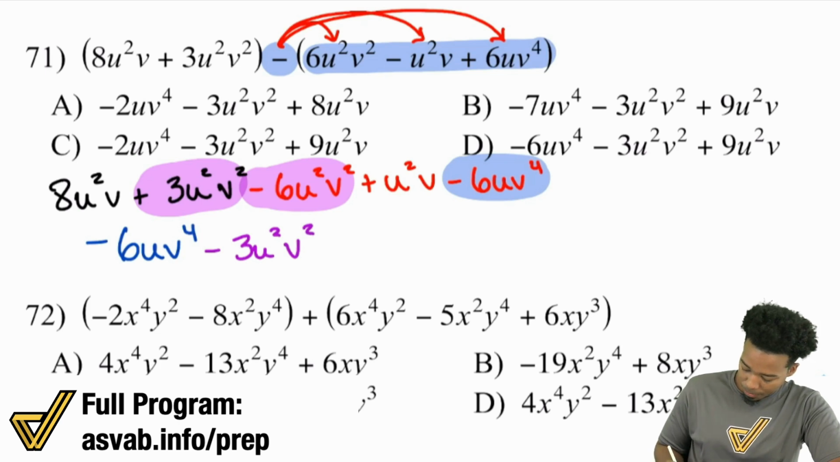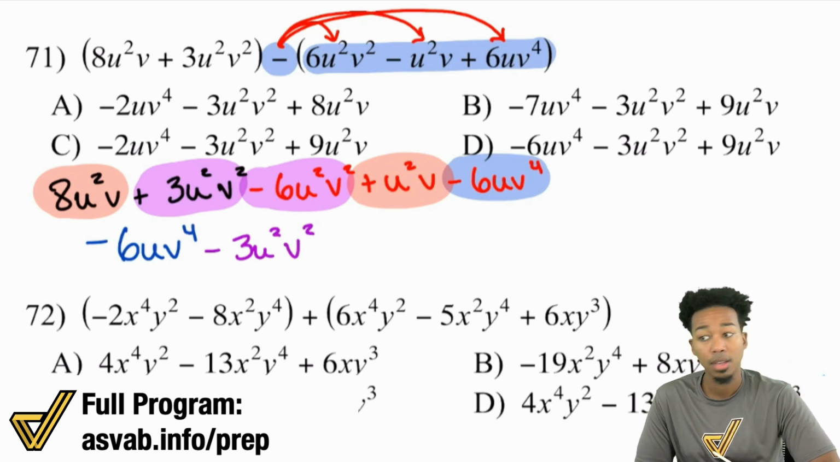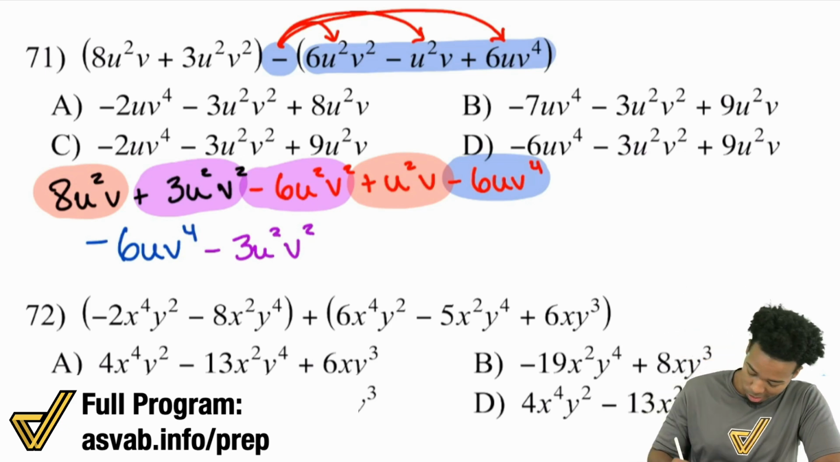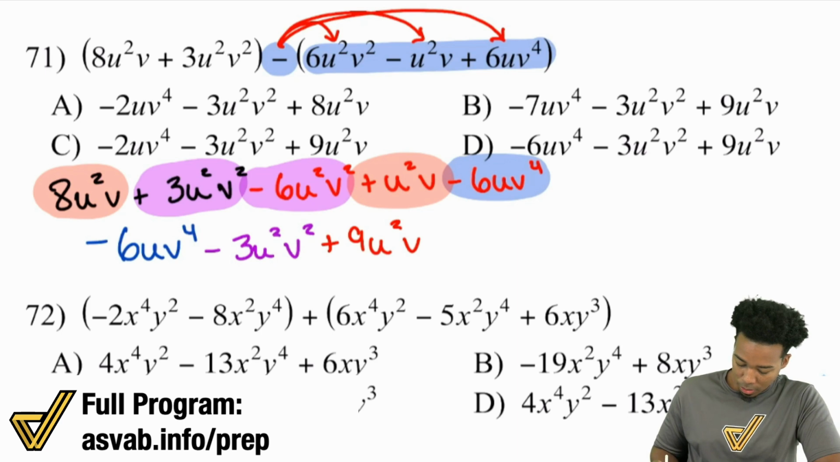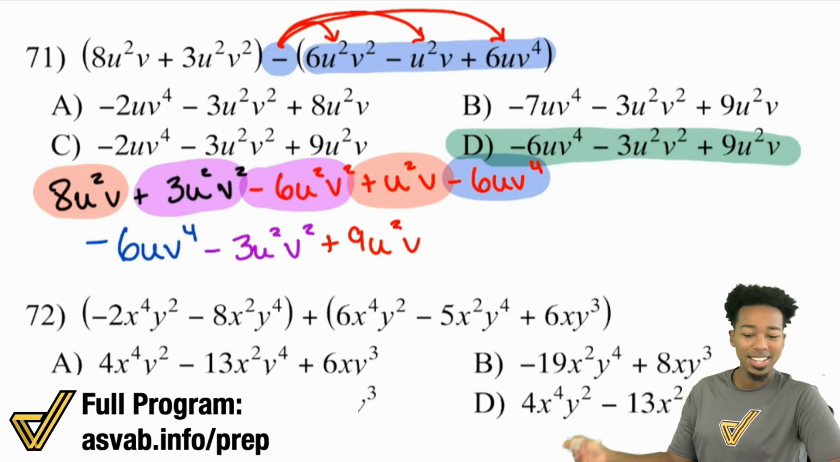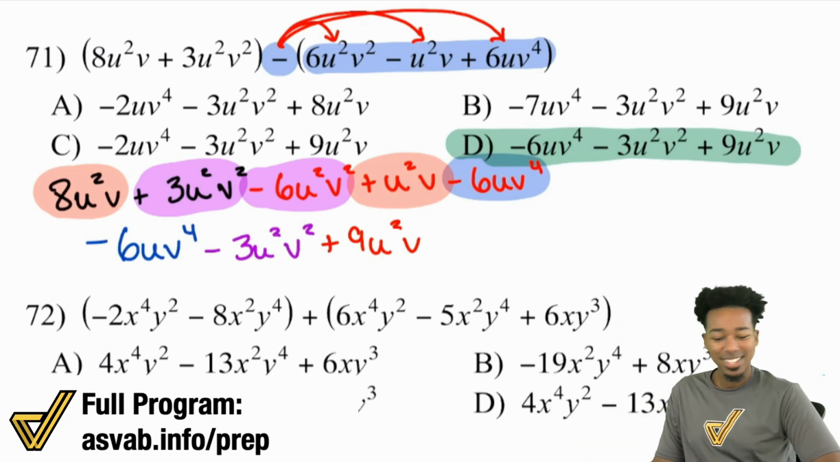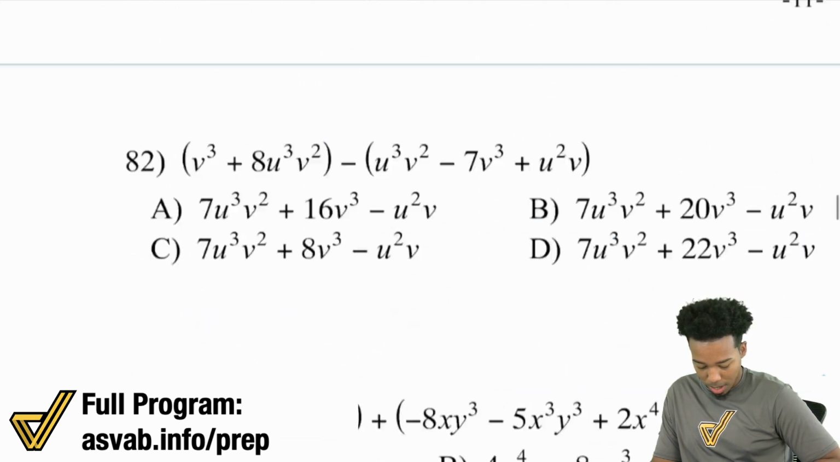And then lastly, right over here, we have ourselves 8u squared v plus one of those u squared v's. 8 plus 1 is 9, and so we're good. Plus 9u squared v. And there's our answer. And so that would end up being D, negative 6u v to the power 4, and so on. And so I'm going to skip over here to number 91, the last one of the bunch here, where we're going to take a look right over here.